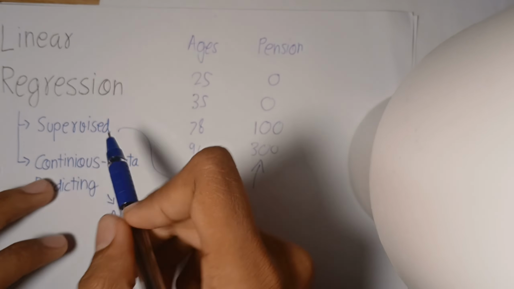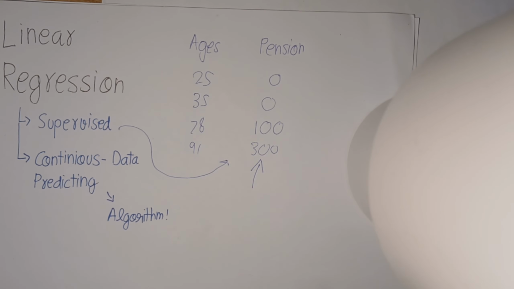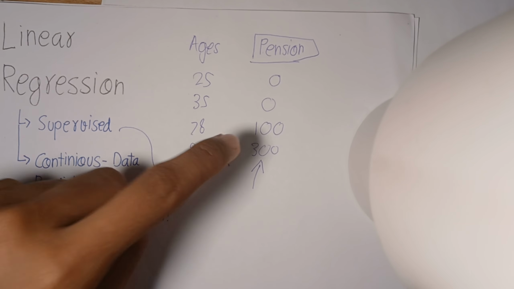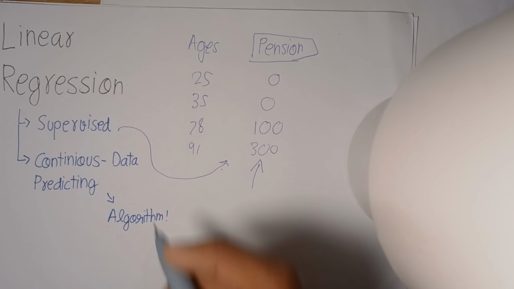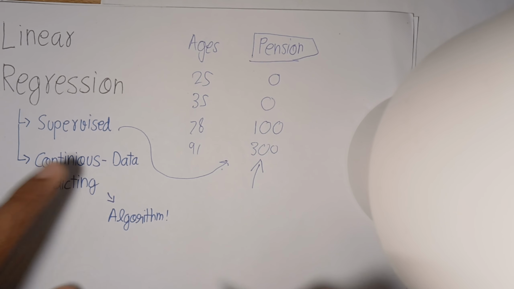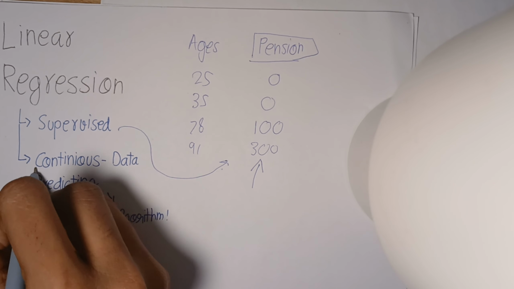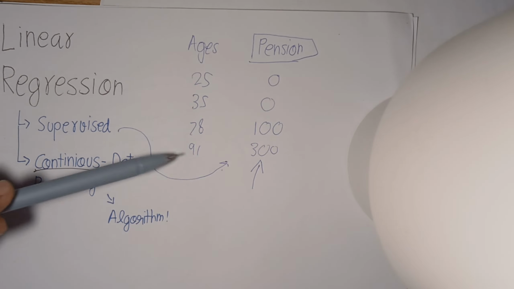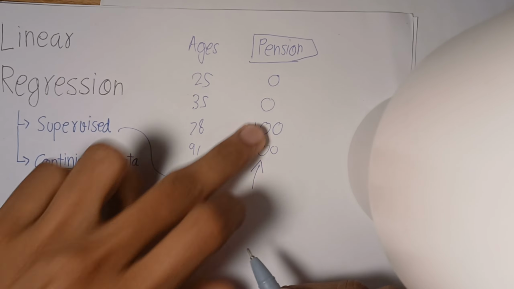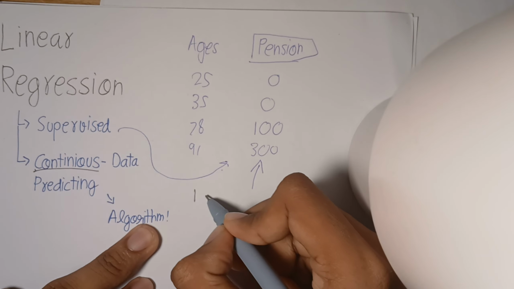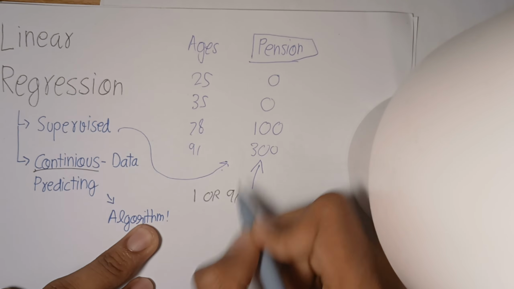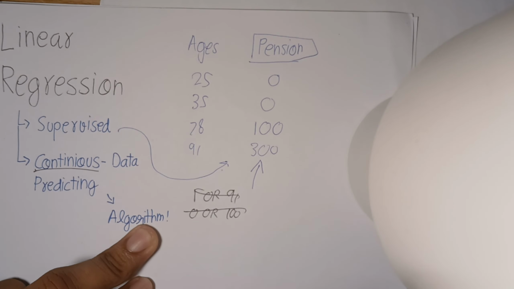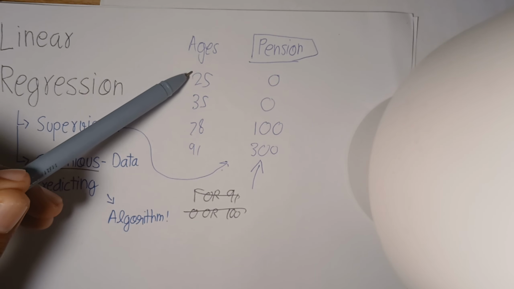It is an algorithm which involves us telling the machine that this data is the very thing that needs to be predicted. Now, the next step is to understand what we mean by continuous data predicting. All the word continuous means here is that our data, which is the ages and the pension, isn't either 1 or 91. My pension is not 0 or 100. That is not the case. It is data that lies in a range.